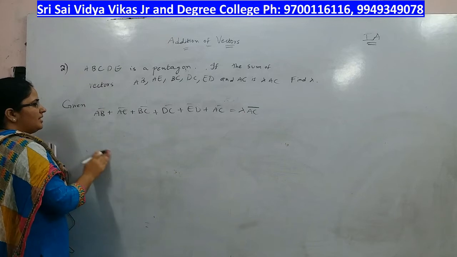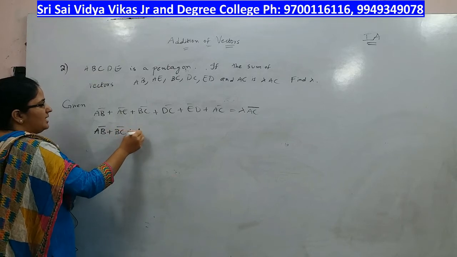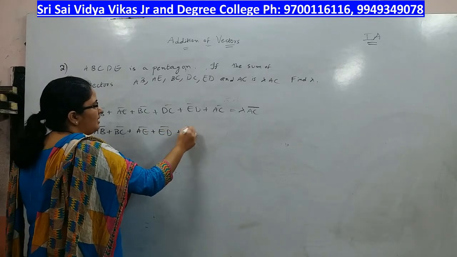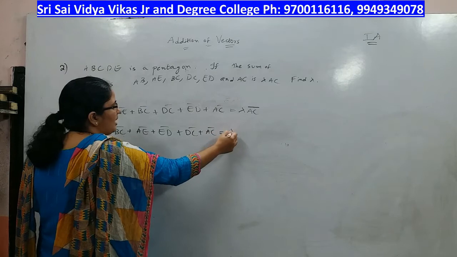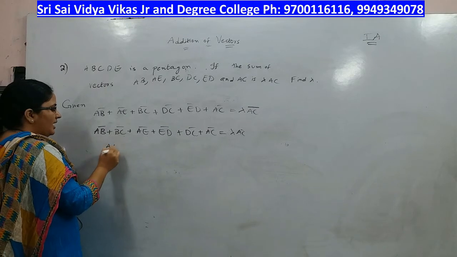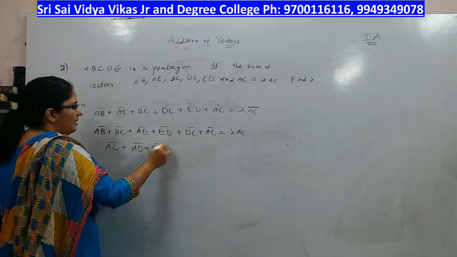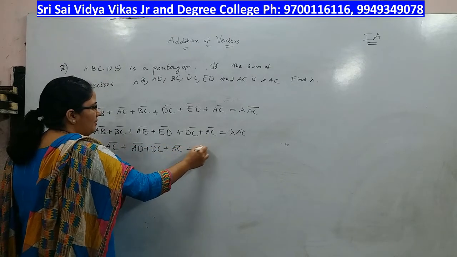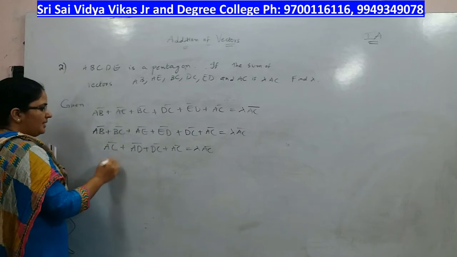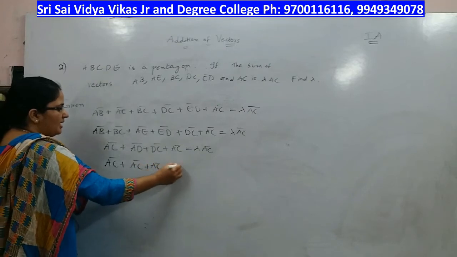Observe carefully. First we are writing AB bar plus BC bar plus AE bar plus ED bar plus DC bar plus AC bar is equal to lambda AC. I am rearranging the terms. AB plus BC will give you AC. AE plus ED will give you AD plus DC plus AC is equal to lambda AC. AC plus AD plus DC will give you AC plus AC is equal to lambda AC.